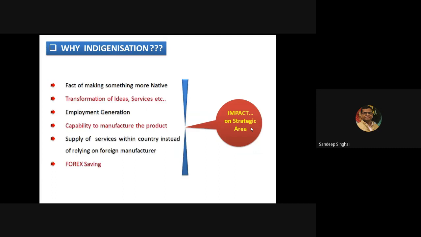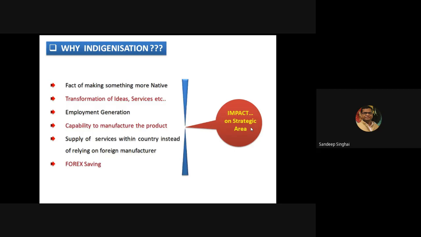Then there is the capability to manufacture the product. You have seen that when India did the nuclear explosion in 1999, there were a lot of sanctions. Our supply lines were cut down in a quarter of a second, as we were dependent on others. The more we are able to produce things ourselves, the more our dependence will go down.